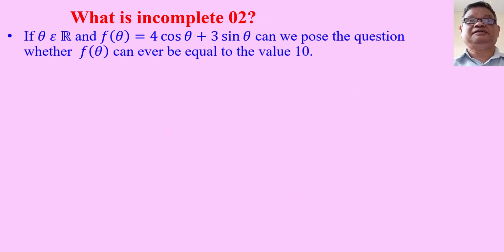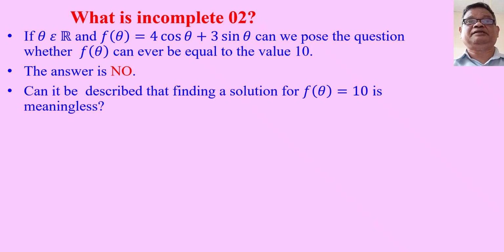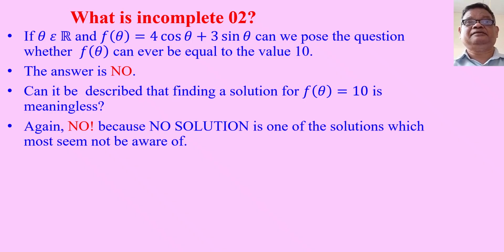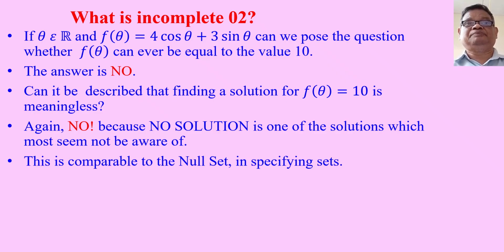If theta is real and f theta is equal to 4 cos theta plus 3 sin theta, can we pose the question whether f theta can ever be equal to the value 10? The answer is no. Can it be described that finding a solution for f theta equals 10 is meaningless? Again, the answer is no, because no solution is one of the solutions which most seem not to be aware of. This is comparable to the null set in specifying sets.